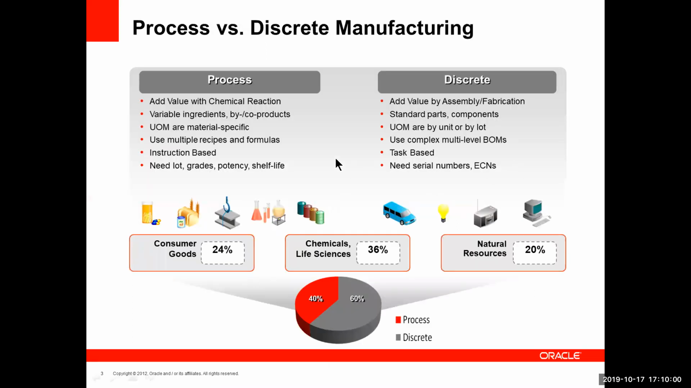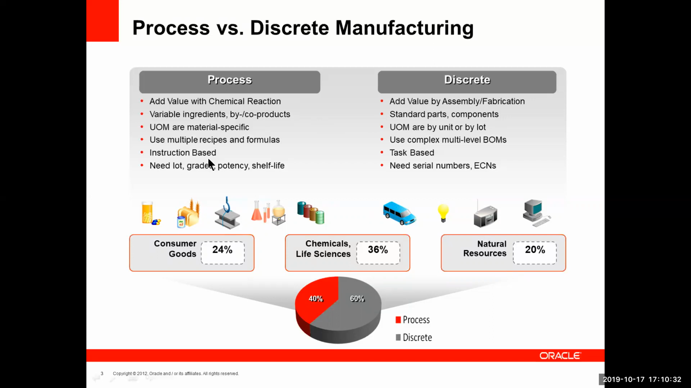As we all know, there are many differences between discrete and process manufacturing. Number one, I think, is the way that they add value. Process manufacturing adds value by formulating a chemical reaction, whereas discrete adds value by assembly and fabrication. And what I mean by a chemical reaction is that when you take the ingredients for chocolate chip cookies, let's say, you don't get a chocolate chip cookie until there's a reaction in the oven. Whereas with discrete, by assembling or fabricating or joining pieces together, you add value.